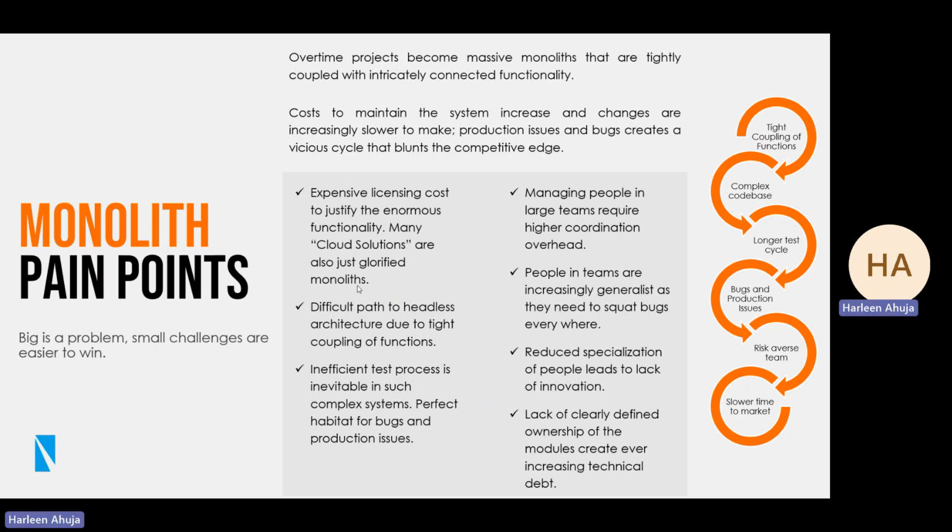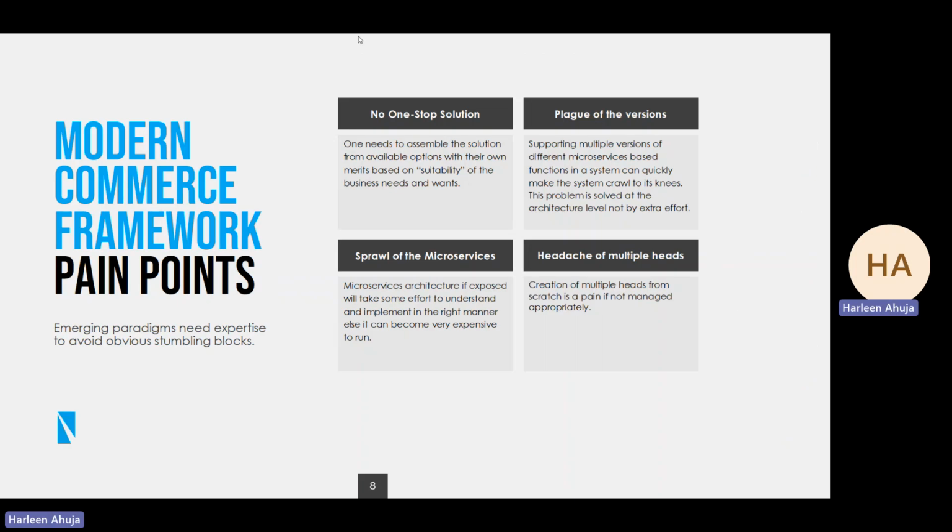We just spoke about the difficult parts of moving to headless architecture: tight coupling, expensive licensing cost, inefficient test process, and managing large teams. Now we will cover modern architecture pain points. We are talking about modern commerce frameworks, but there could be pros and cons everywhere, right? So how do we define the pain points a modern commerce framework brings with it, and how do we need expertise and opinion to avoid those obvious stumbling blocks?